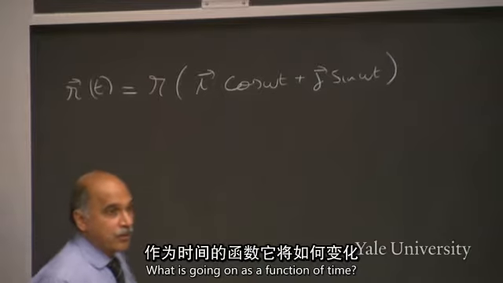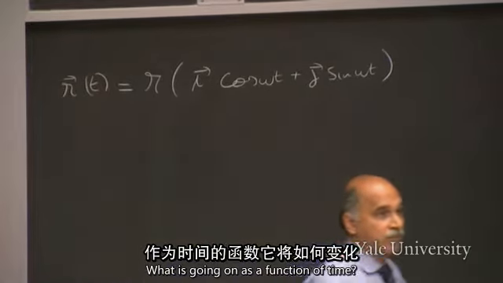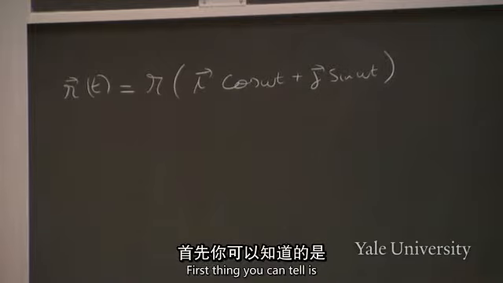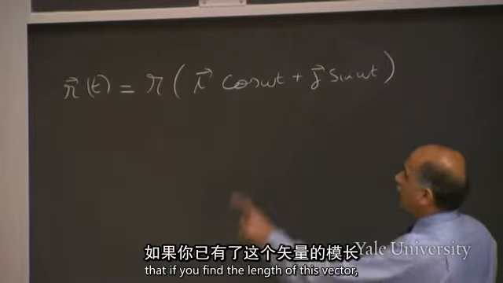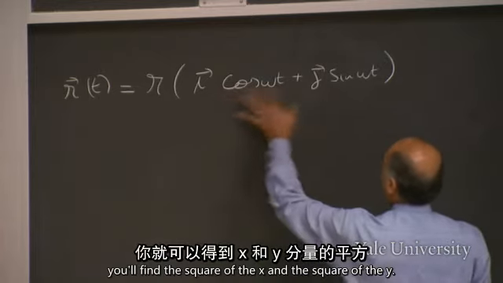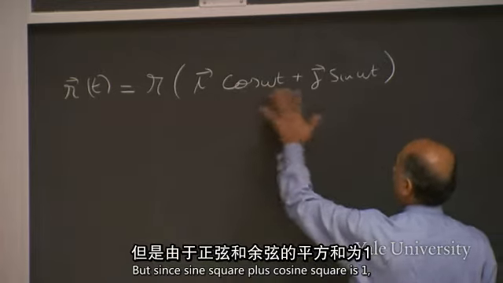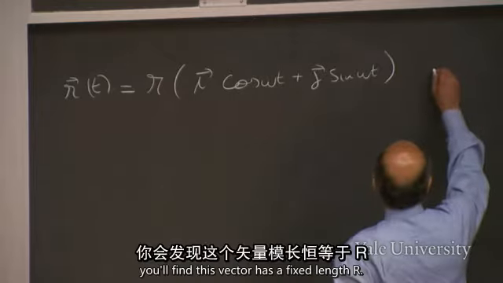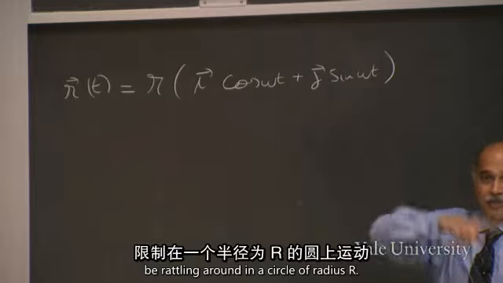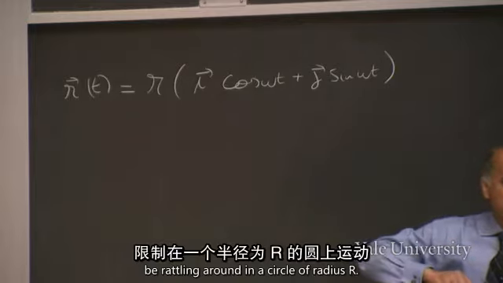So what is going on as a function of time? What's this particle doing? First thing you can tell is that if you find the length of this vector, you will find the square of the x and the square of the y, but since sine square plus cosine square is 1, you will find this vector has a fixed length r. That means it can only be rattling around in a circle of radius r.